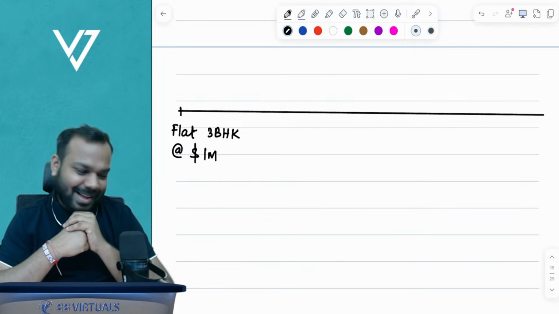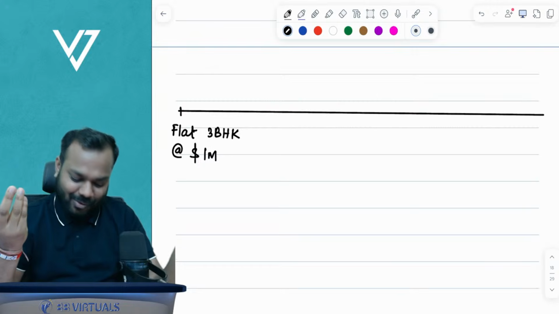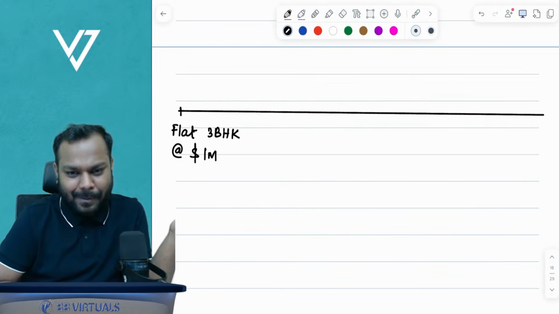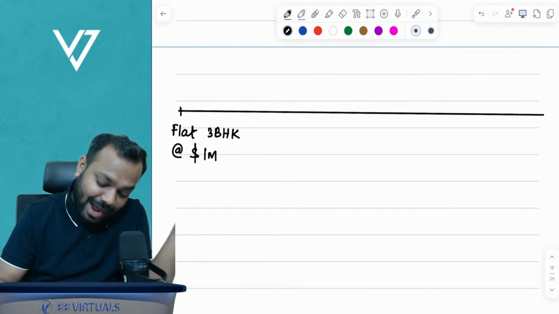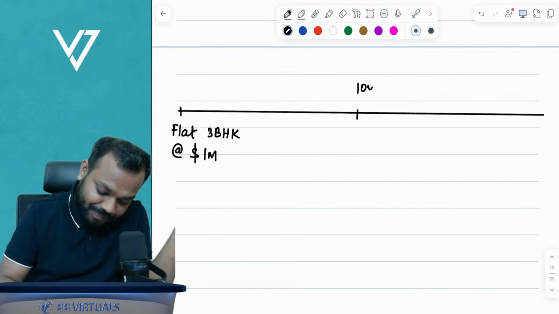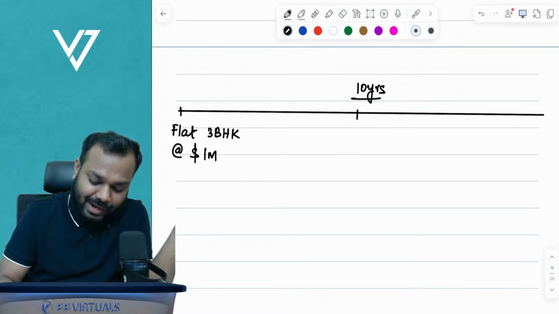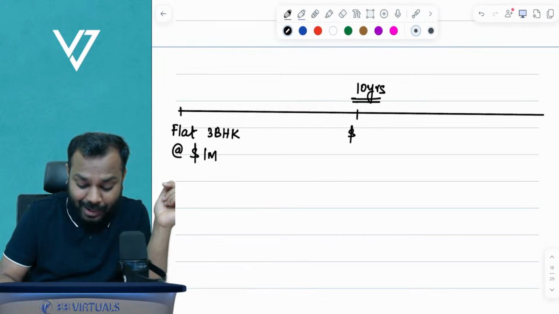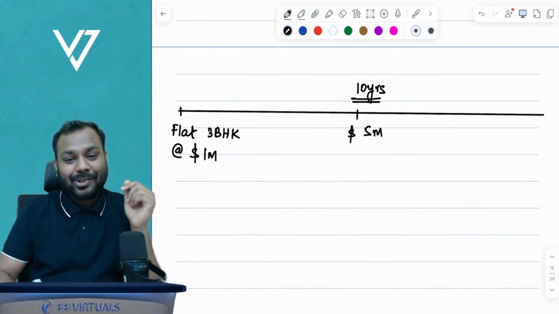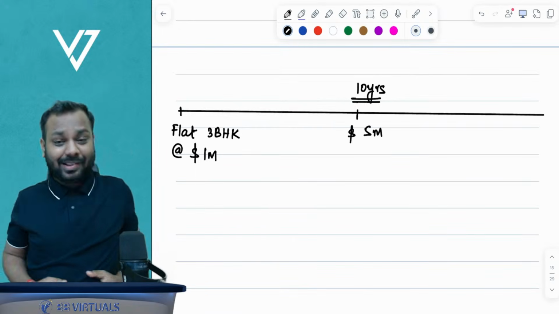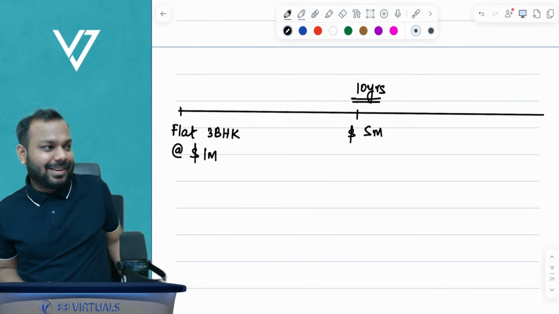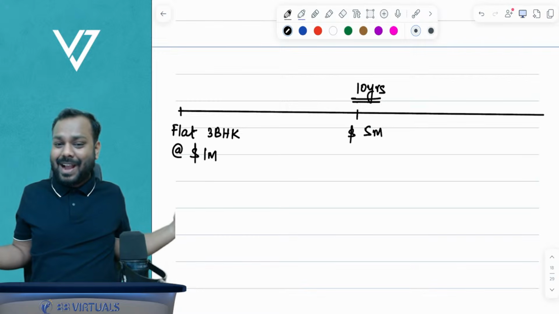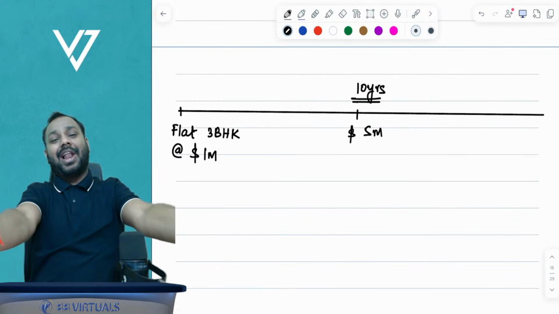So now, let's suppose my father purchased a 3 BHK for $1 million. After 10 years, let's suppose the value of this property becomes 5 million. So my father is telling my mom, see, the property that we purchased 10 years back at $1 million is now valued at $5 million.